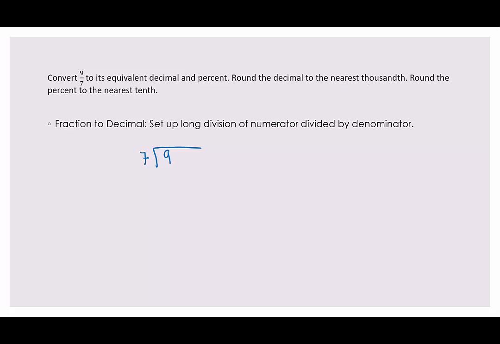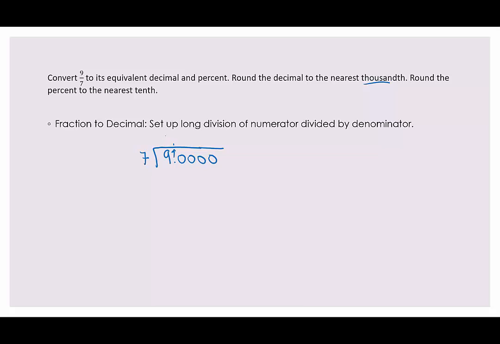It wants me to round the decimal to the nearest thousandth, so that indicates to me there's tenths, hundredths, thousandths. I'm going to need one more place because that's the decision maker of what we do in the thousandths position. I'll bring up my decimal point and let's start dividing.